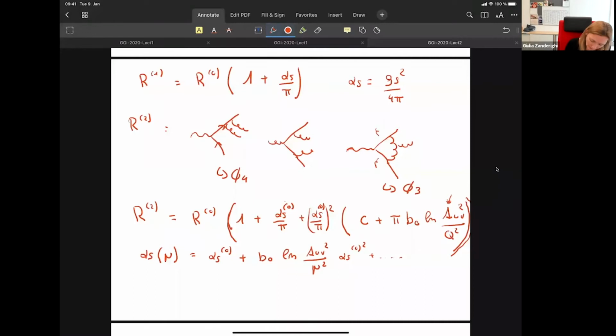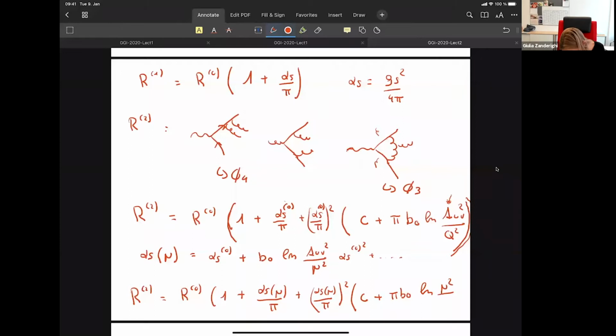Now, if you write R2 in terms of alpha of mu, you get something finite. Let me write it explicitly: R2 becomes R0 times 1 plus alpha s of mu over pi, plus alpha s of mu over pi squared times a coefficient, pi beta zero, and now I get the log of mu squared over q squared.